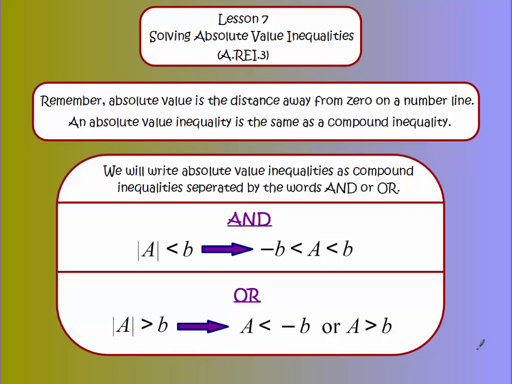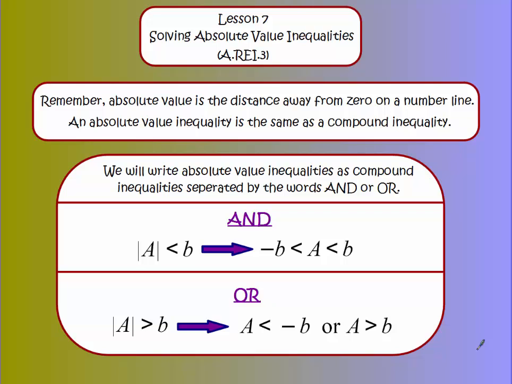So an absolute value inequality is going to be the same as a compound inequality, and you'll see what I mean. What we're going to do is break these absolute values up into two cases, just like we did with equations, and we're going to be able to separate them with the word and or or, just like a compound inequality. So we're going to rewrite absolute value inequalities as compound inequalities separated by the words and or or.